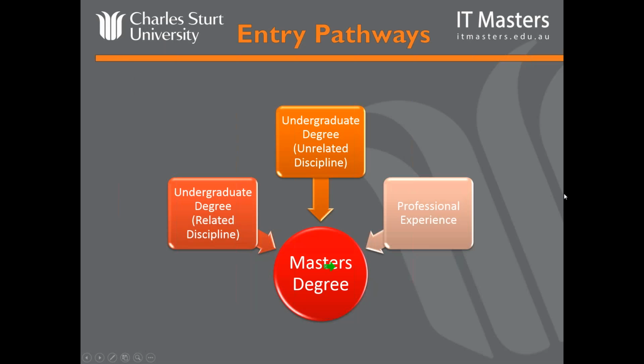Entry pathways to the course. There are basically three ways, or effectively two ways, for you to get entry into the course. One is to have an undergraduate degree. If you do have an undergraduate degree in any discipline, you can get access to the course. You'll be admitted. The other option is if you don't have an undergraduate degree but do have relevant industry experience, then we'll certainly look at you for entry into the program through a graduate certificate pathway.